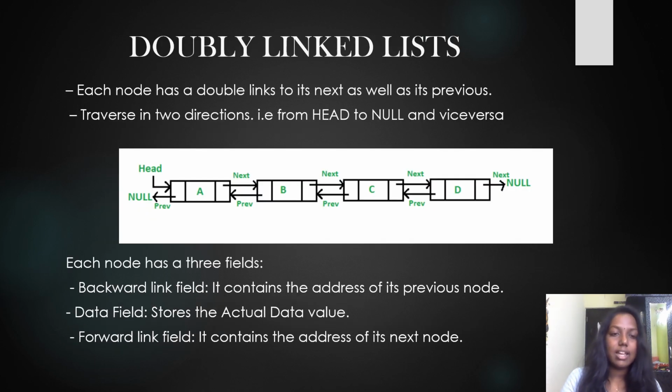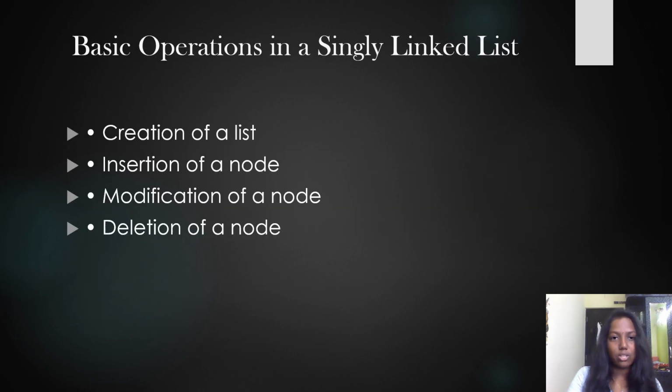Doubly linked list. In a doubly linked list, each node has two links, to its next as well as its previous node. It helps us to traverse in two directions, that is, from head to null and vice versa. Each node has three fields: the backward link field, which stores the address of the previous node; the data field, which stores the actual data value; and the forward link field, which contains the address of the next node.